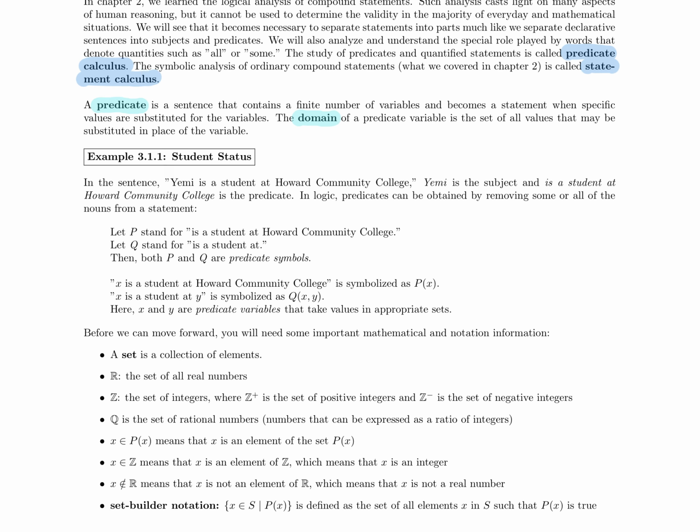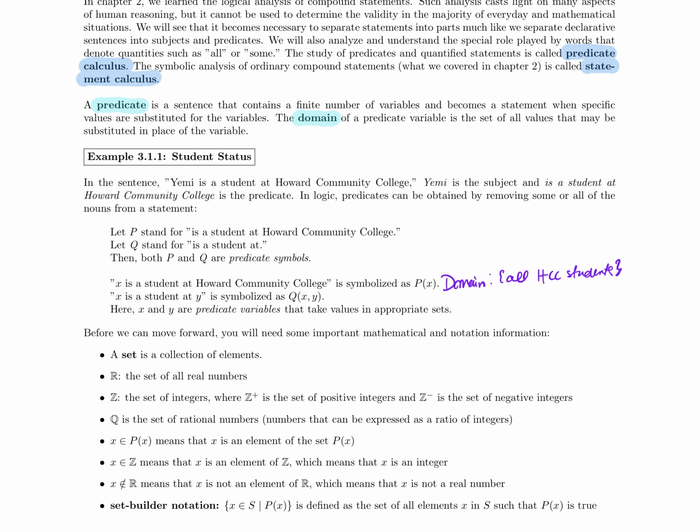So if we said x is a student at Howard Community College, it is symbolized as P of x, right? P of x: x is a student at Howard Community College. So the domain here, x would be the set of all HCC students, right? That's our domain.